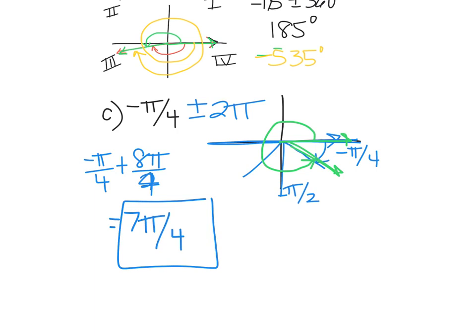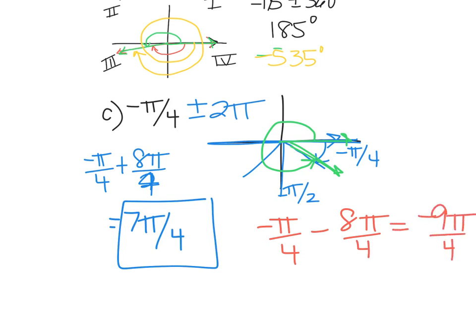And then the other one that we need would be to take negative pi over 4 and subtract 8 pi over 4, and that would give us negative 9 pi over 4. Negative 9 pi over 4 starts at the x-axis, and it goes past it and then ends there. That's negative 9 pi over 4. It's negative 2 pi, which is 8 pi over 4, and then one more quarter of a pi.